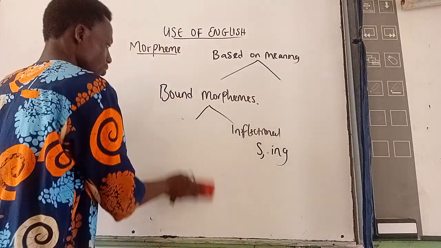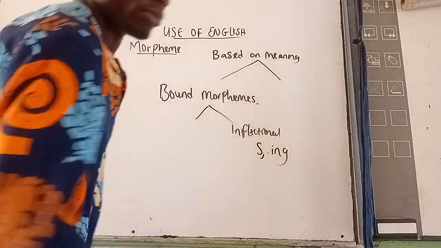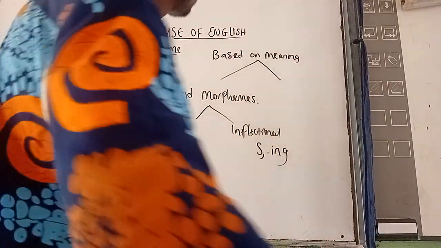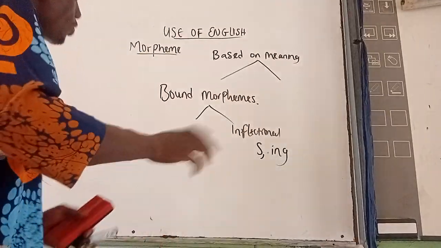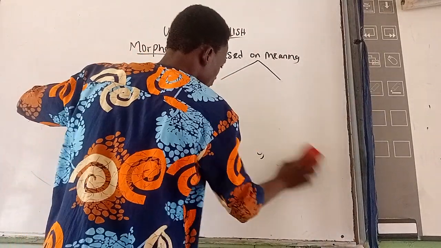Now we also have, okay, there is something I want to say. Okay, we also have this guy. We call it replacive morphemes.